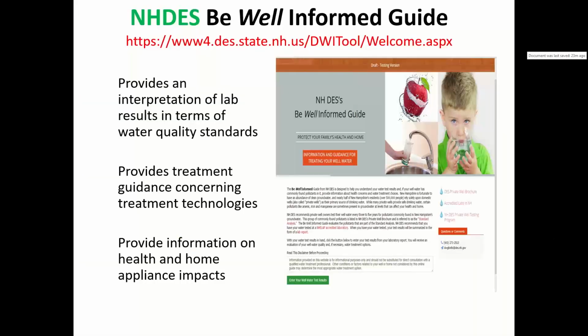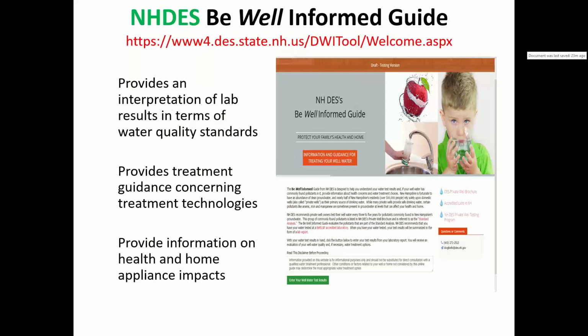And so the next resource I'll talk about for well owners is the New Hampshire Department of Environmental Services Be Well Informed Guide. This is an excellent resource for when you get your water tested. This is an online tool created by DES, which is designed to help people understand the laboratory analytical results of their water tests. The Be Well Informed Guide provides an interpretation of the lab results using the water quality standards. It also provides guidance on water treatment options for various contaminants. And it also provides information regarding health concerns pertaining to certain contaminants.